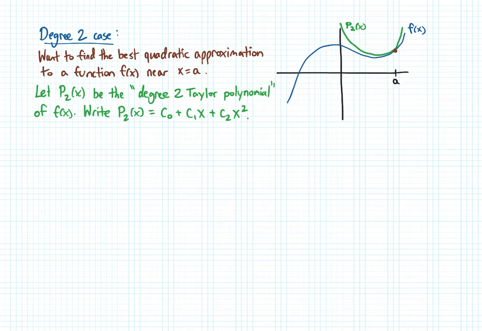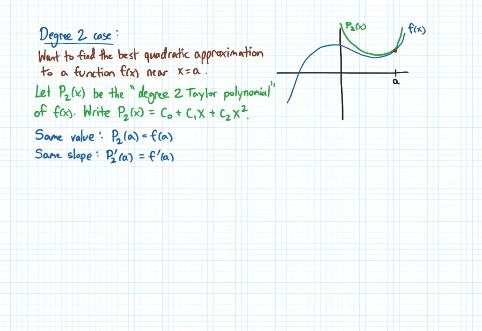And then we want to write down equations that describe what it means for p2 of x to approximate f of x near a. So as before, we want the functions to have the same value at x equals a, so we want p2 of a to be equal to f of a. And then we want them to have the same slope, so that means p2 prime of a equals f prime of a. But now, because we have a quadratic polynomial, we have the liberty to ask for one more thing, which is that they have the same concavity, that p2 double prime of a equals f double prime of a.